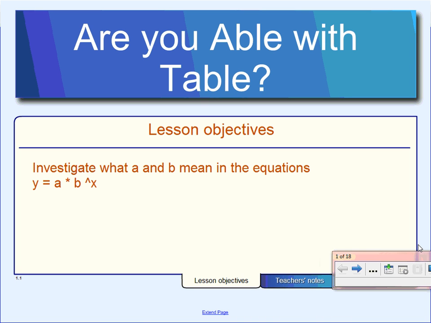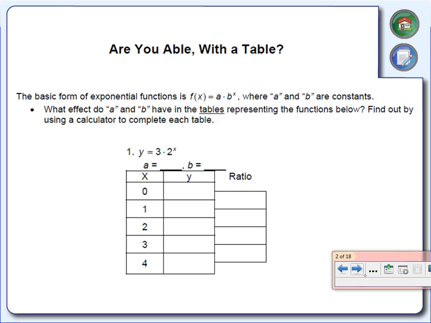We're going to be looking at investigating exponentials. More specifically, we're going to be looking at a and b in the exponential equation and see what they do or what they represent. Up at the top of your paper, it says that we're going to be looking at the basic form of an exponential function, which is f of x equals a times b to the x power, where a and b are some constant, some number. What we're going to do is find out what kind of effect a and b have on the table.